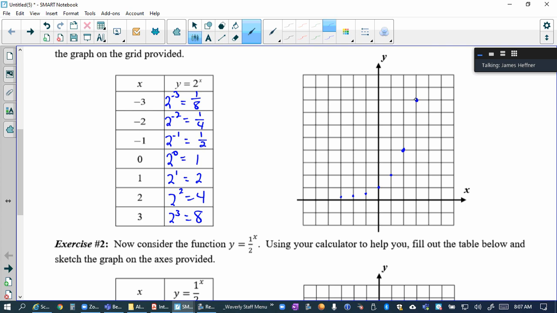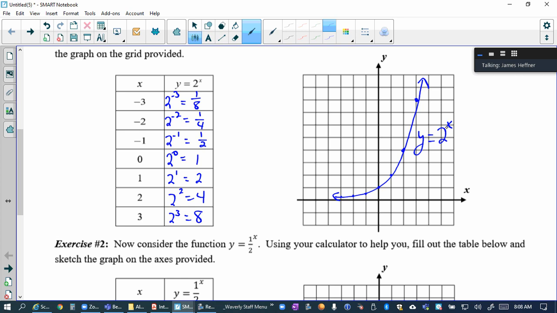So does this look like it's climbing at the same rate between every point? No. It's considerably larger, isn't it? So let's just kind of sketch a curve through here like this. I missed a little bit, but that's okay. So this will be the graph of y equals 2 to the x. Okay? And that's what an exponential function looks like. And that would be called exponential growth.